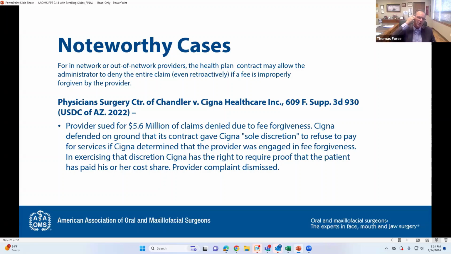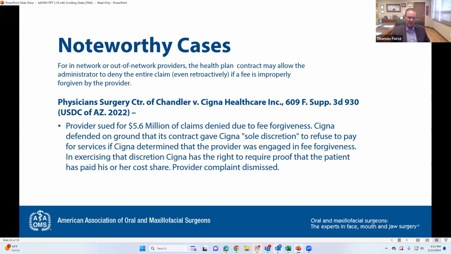So in the exercising of that discretion, Cigna claims they have a right to require proof that the patient not only was billed and there was a good faith effort to collect the cost share, but that it was actually collected. So if the provider didn't collect more than like 5% of the cost share, that's evidence that they didn't make a good faith effort to collect." And the court sided with Cigna. Provider's complaint for $5.6 million was dismissed.